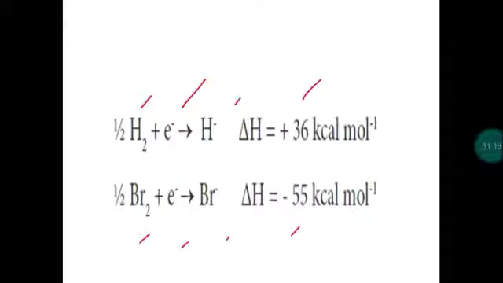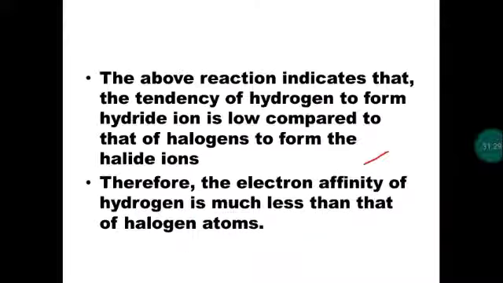Gaining an electron by a halogen is an exothermic process. Gaining an electron by hydrogen to form a hydride is an endothermic process. We have to give 36 kilocalorie per mole of energy to place an electron in hydrogen. So even though hydrogen behaves like a halogen, its electron accepting tendency, that means electron affinity, is less for hydrogen compared to the halogens.